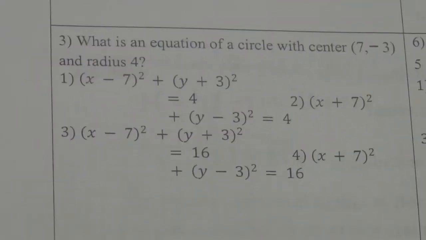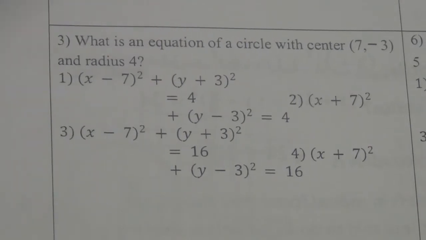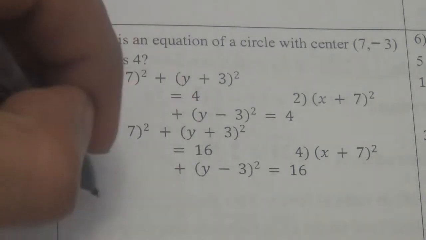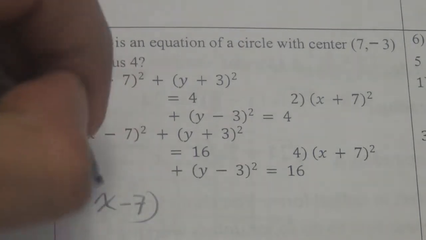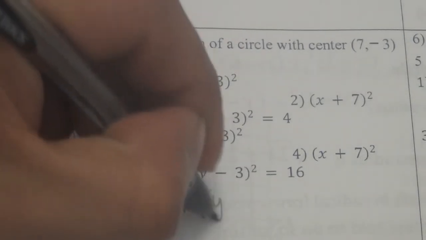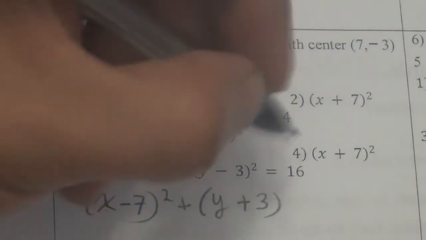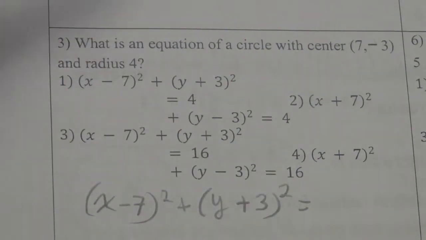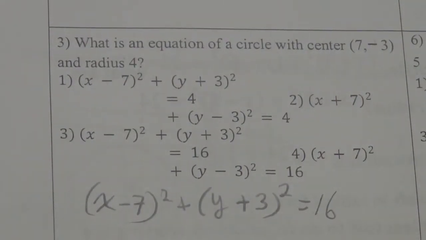Number 3 looks like a mess, but hey, we know how to write it, because we show work even though it's multiple choice. The center is (7, -3). That's all I need to know. When I write my equation, I write x minus 7, because that's the opposite, plus y plus 3, because that's the opposite of -3. Now we put the squares, equaling the radius squared. The radius is 4, so this is 16. As simple as that.